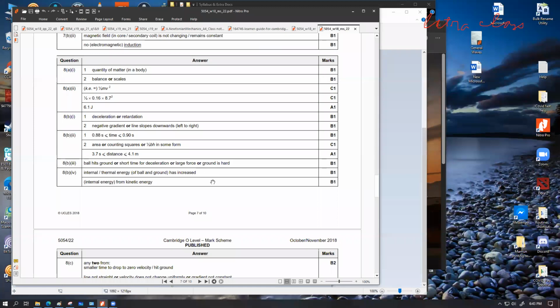Look, if you don't understand, ask a question. Anyone? Sir, what does the ground being hard have to do with it? Ground being hard would cause the time of deceleration to be small. If the ground was fluffy, the time of collision would be longer. Yeah, exactly. Ground being hard, the time or duration of collision should be shorter. Yes, exactly.